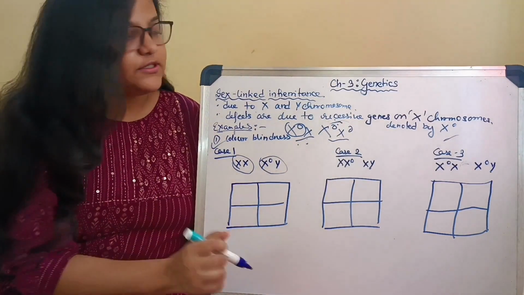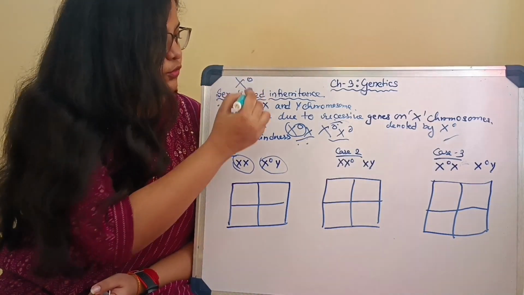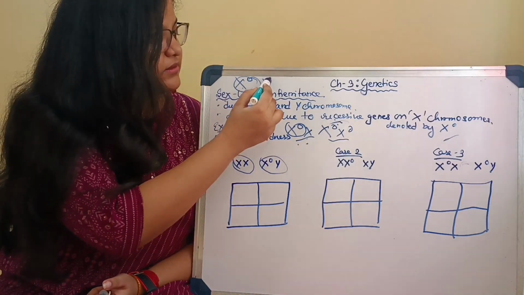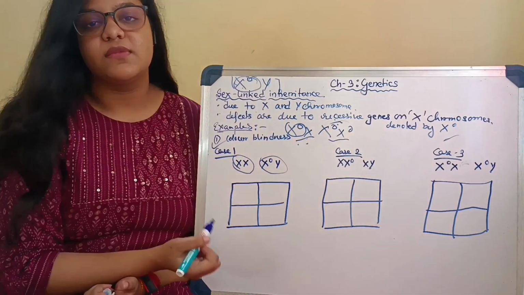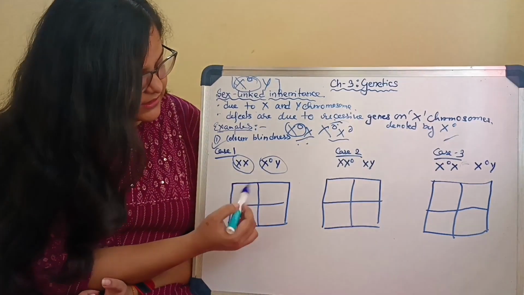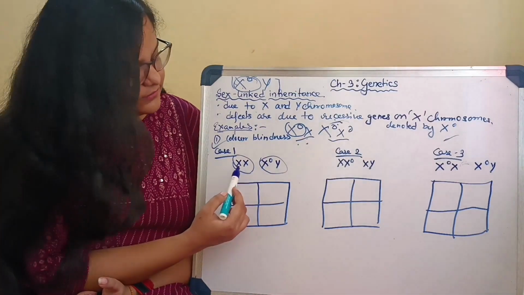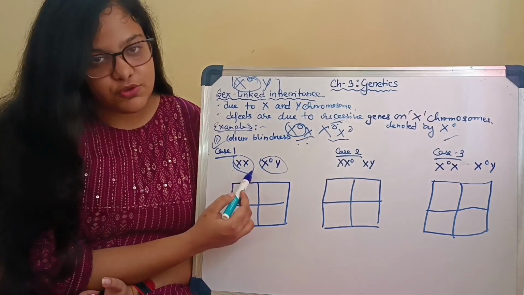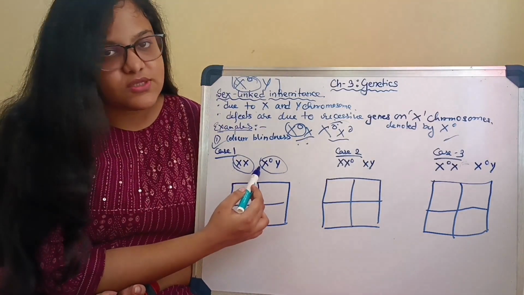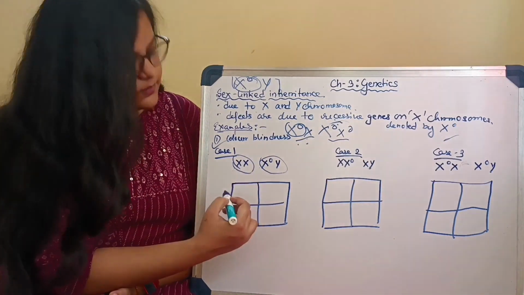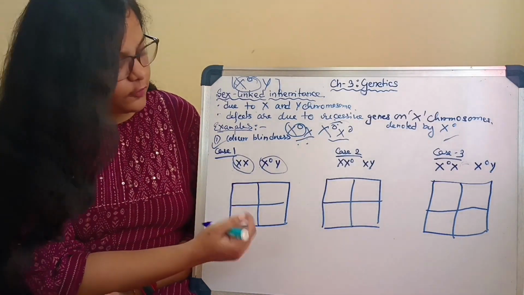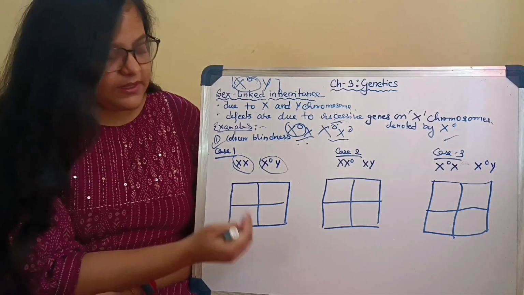But for the father, since he has only one X chromosome, if he has one recessive chromosome, then the father himself will be the affected one. Now from here we can see that we have a healthy mother, denoted by two X chromosomes, and an affected, that is a colorblind father, denoted by X0 and Y. So let us plot it on the Punnett square and see the probability of the offspring being colorblind and not being colorblind.